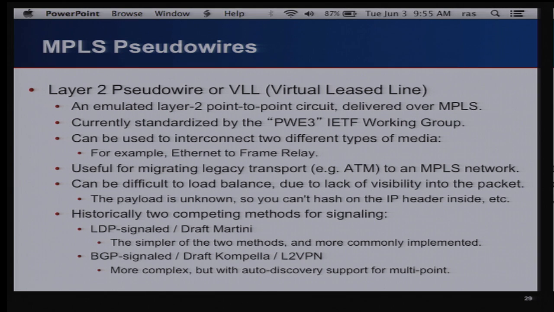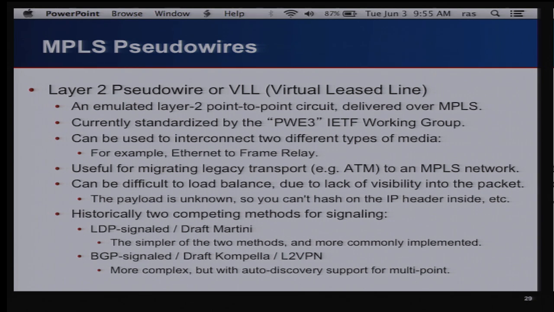And it's useful for migrating legacy transport, so you can map your ATM directly onto it. One of the weird things is that it can be difficult to load balance. A lot of times you don't have visibility into the underlying packet that the customer is using, so you don't have as much hashing.